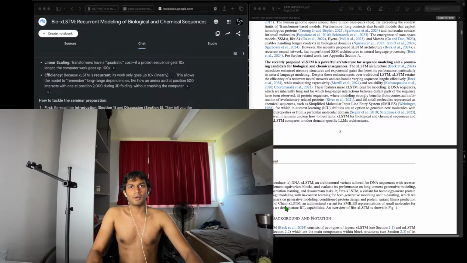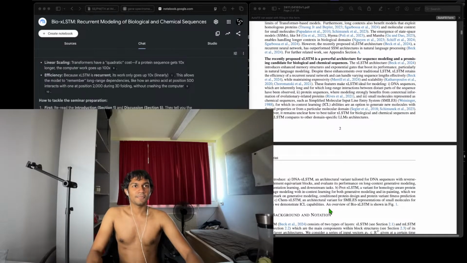Chem-xLSTM, an architectural variant for SMILES representation. Oh, SMILES, what was it? Simplified Molecular Input Line Entry System. I like that name. Representation of small molecules, for which we demonstrate ICL capability. ICL is in-context learning, as an overview of Bio-xLSTM shown in figure 1.